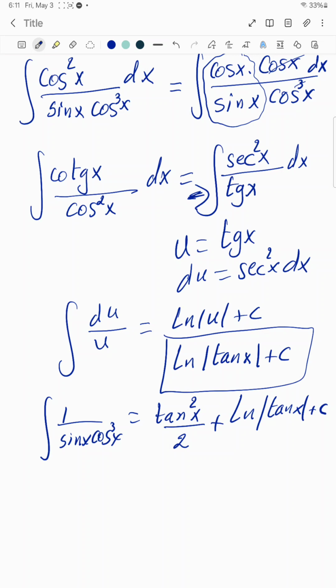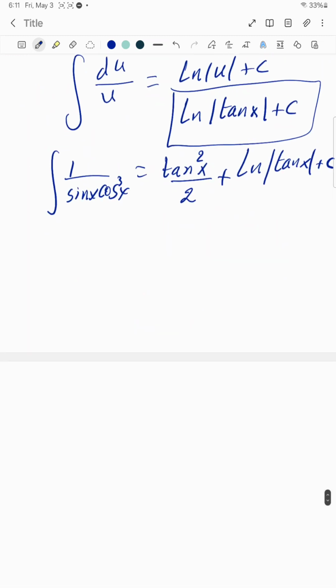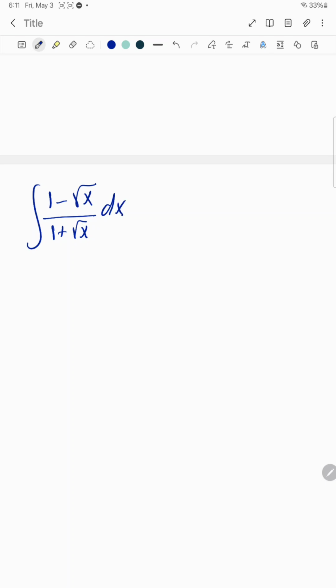Let's do a last exercise for this video, because I don't want my video to be very long. You will get bored. And I will do another set of videos for final exam revision. We'll do the integral of 1 minus square root of x over 1 plus square root of x dx. I think this is the toughest, but it's not that tough.